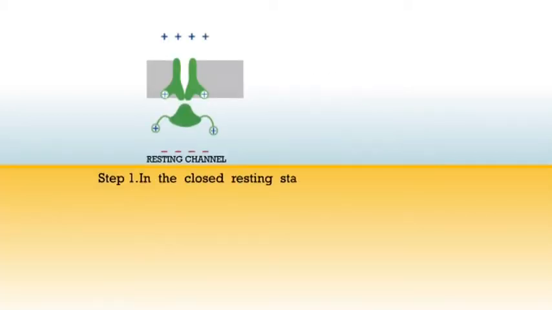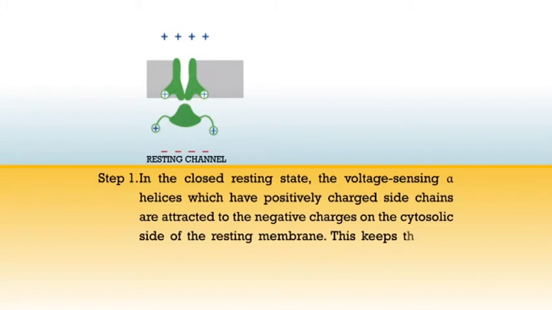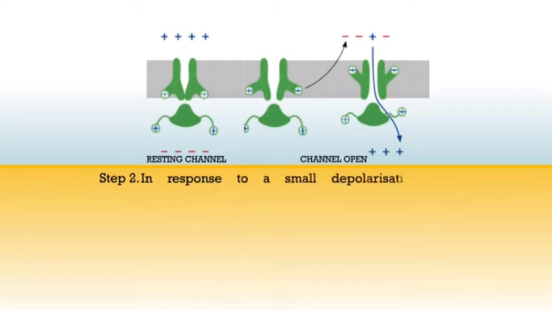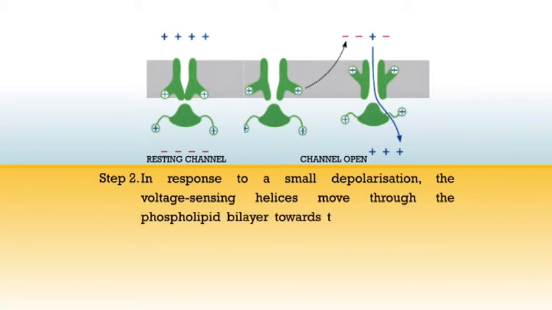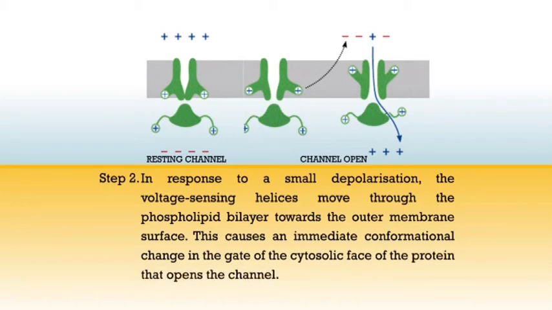In step 1, in the closed resting state, the voltage-sensing alpha helices, which have positively charged side chains, are attracted to the negative charges on the cytosolic side of the resting membrane. This keeps the gate segment near the cytosolic phase in a closed position that blocks the channel, preventing entry of sodium ions. Step 2. In response to a small depolarization, the voltage-sensing helices move through the phospholipid bilayer towards the outer membrane surface. This causes an immediate conformational change in the gate of the cytosolic phase of the protein that opens the channel.